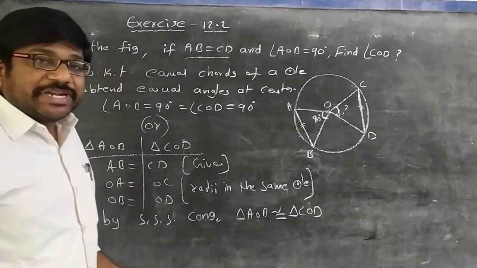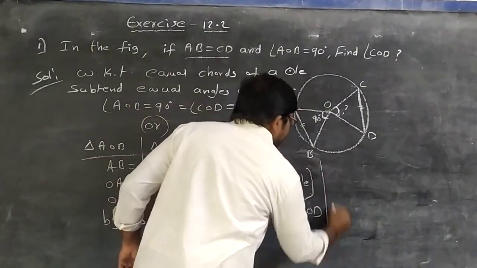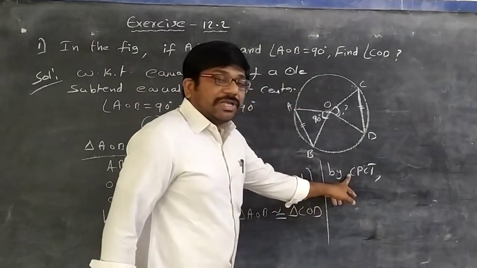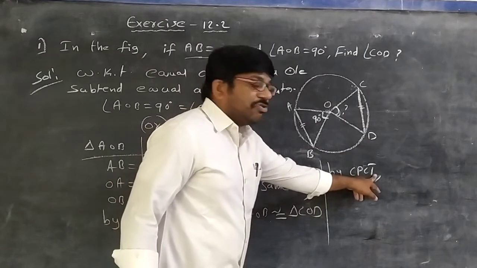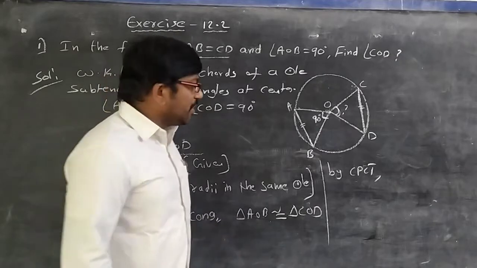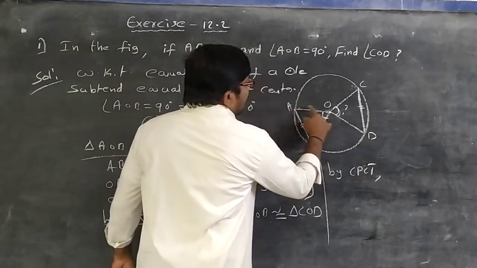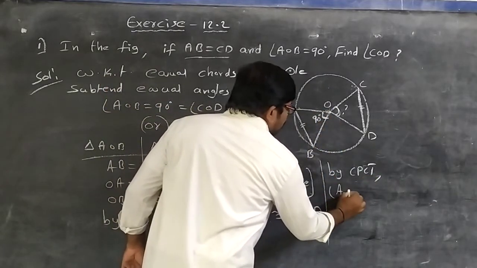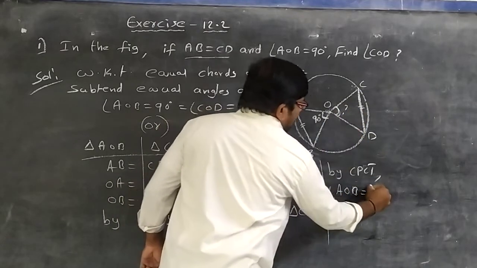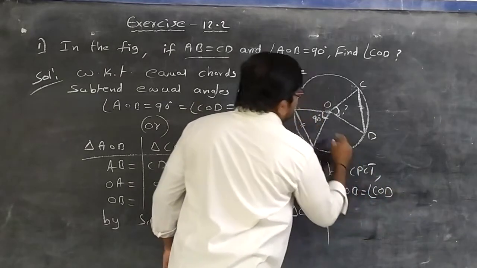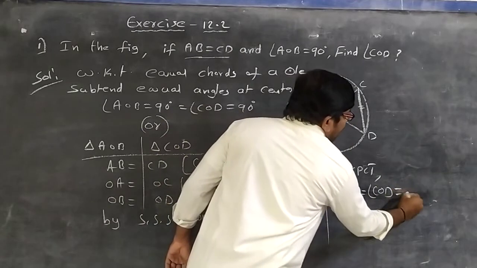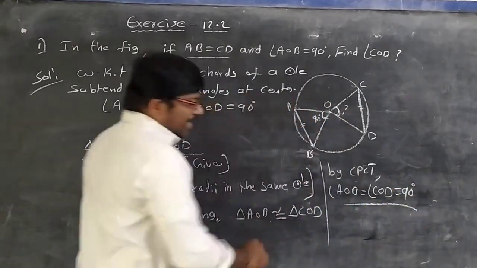By CPCT, which means corresponding parts of congruent triangles. If two triangles are congruent, then their corresponding parts are equal. By CPCT, angle AOB is equal to angle COD, this angle. We know angle AOB is 90, then angle COD is also 90 degrees. Both are equal, right?